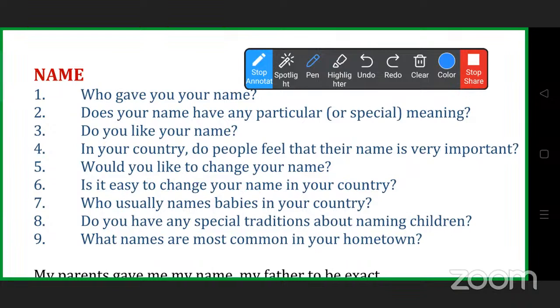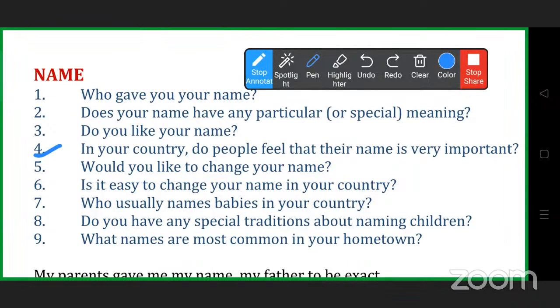Now, next question is: in your country, do people feel that their name is very important? It depends on context, on culture, on the continent, and on the country or whichever place you live in. You're from Asia, or from wherever, then you would be able to grasp the answer only when you know where you live.